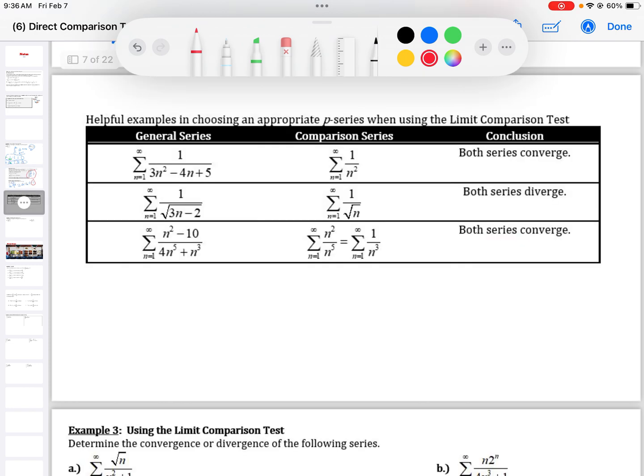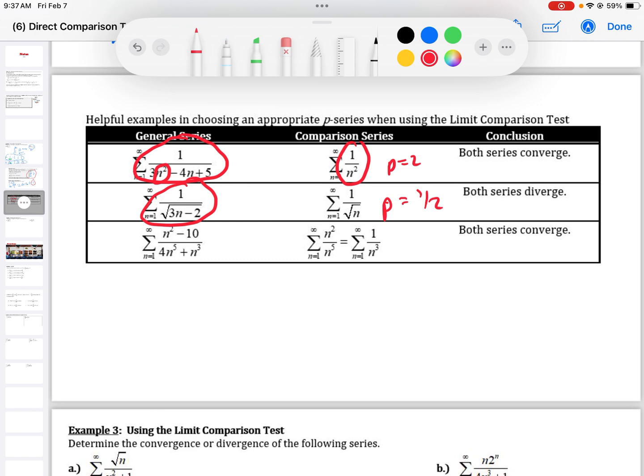When we're trying to figure out what to compare with, if I've got some kind of polynomial, like 1 on top and something on the bottom, I'm going to compare it to just the highest exponent down there, the biggest degree, so just 1 over n cubed, or 1 over n squared. If I've got 1 over a square root on the bottom, I'm just going to compare it to 1 over square root of n. Since this first one, I just kind of skipped over it. It's a p-series, the p is 2, so they both converge. And this is a p-series also, with p equals 1/2, so it diverges.